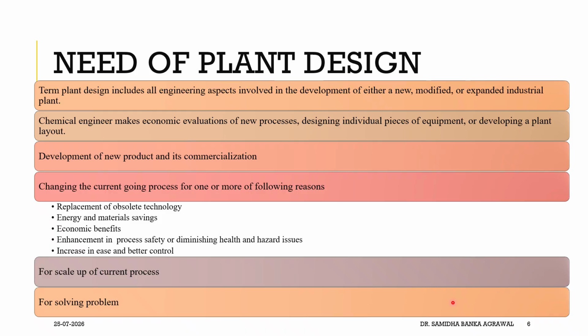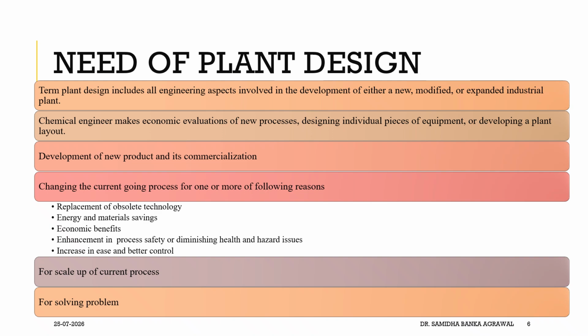Plant design also helps in optimizing material utilization, improve process control, comply with regulations. Okay, without proper planning and designing, industries may experience low productivity, high operating costs, safety hazards, and poor product quality. Therefore, careful plant design forms the foundation of every successful chemical industry.